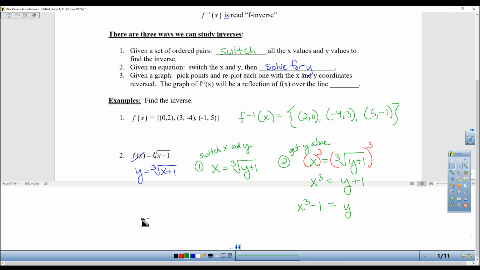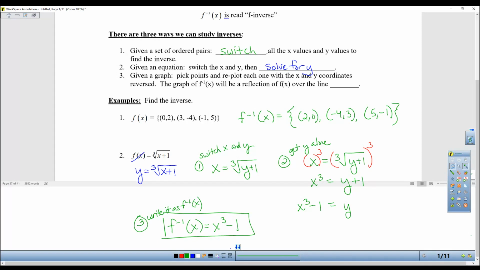Now there is a third step here. You need to write it as f inverse. You can't just leave it as y because y wasn't in the original equation. We don't want y, we want f inverse. So that should be the answer that you box. f inverse is x cubed minus 1.